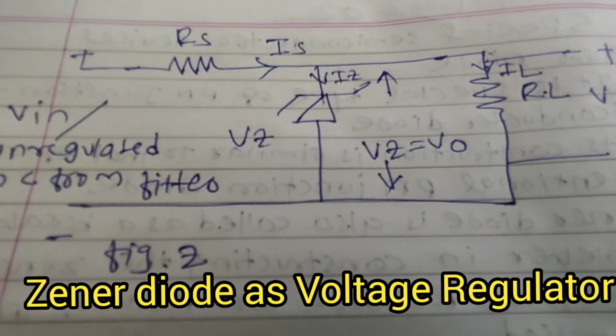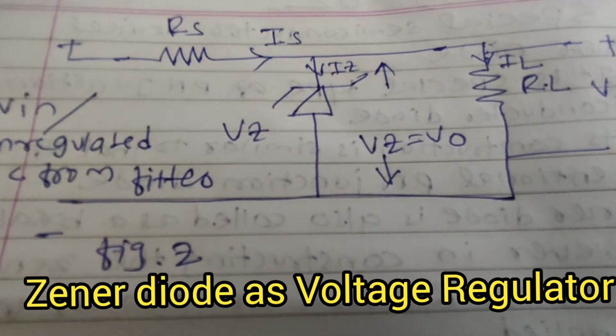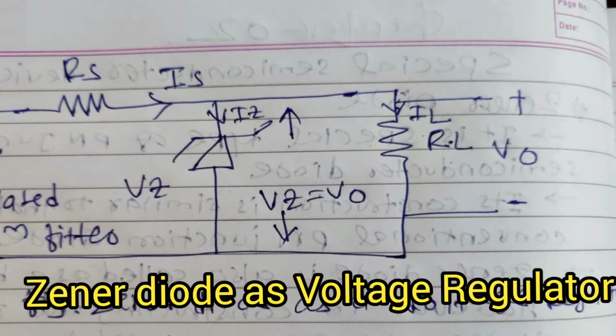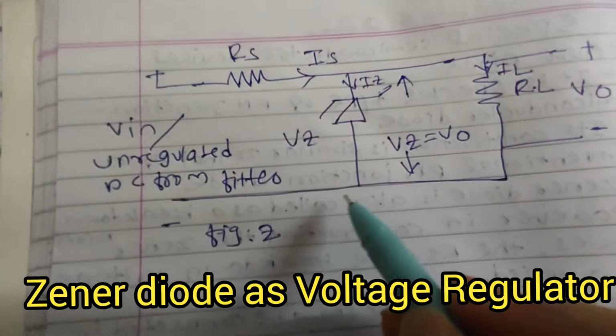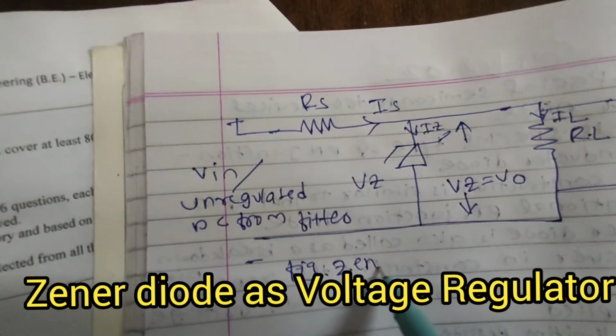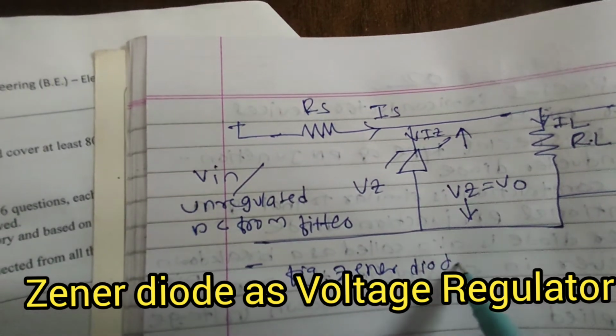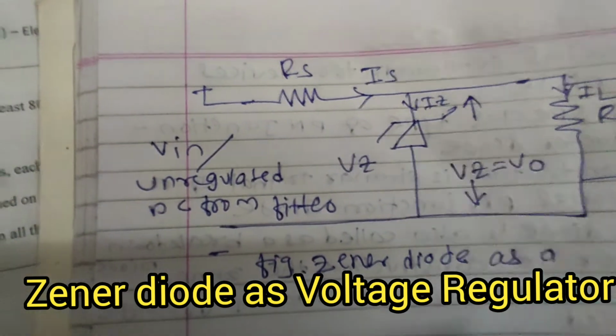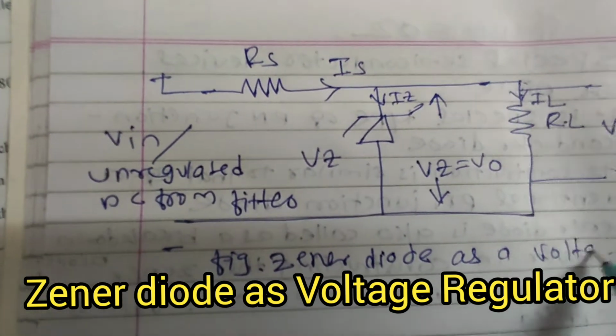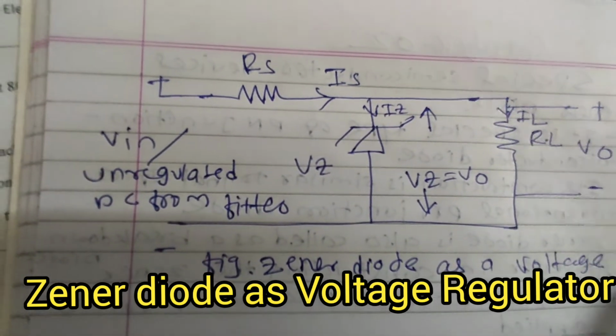Today we will see how a Zener diode is used as a voltage regulator. So this is the circuit diagram I have drawn over here. Zener diode as a voltage regulator.